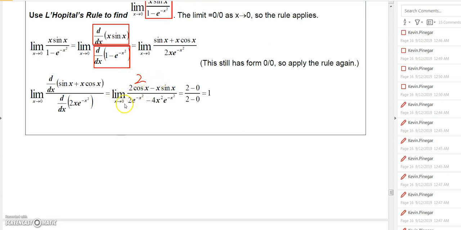And then when I plug 0 in here, I'll get 0 times sine of 0, so I'll get a 0 there. So I'll have 2 minus 0. And then on the bottom, I'm going to have 2 times e to the 0, so that's 2 times 1, so that's going to give me 2. And then here I'm going to get 4 times 0 squared times this, so that's just going to give me 0. And so I'm going to get 2 minus 0 on top, 2 minus 0 on bottom, so that's just going to be 2 over 2, which is 1.